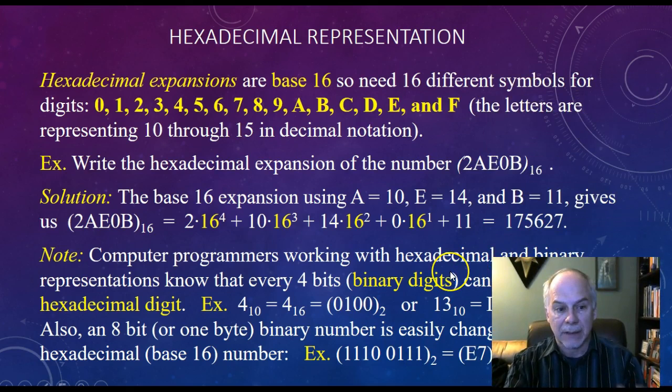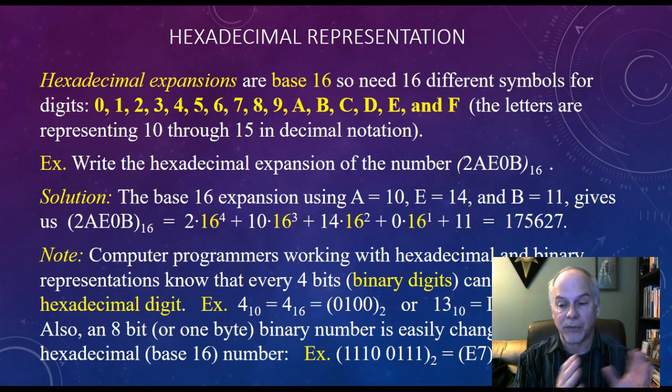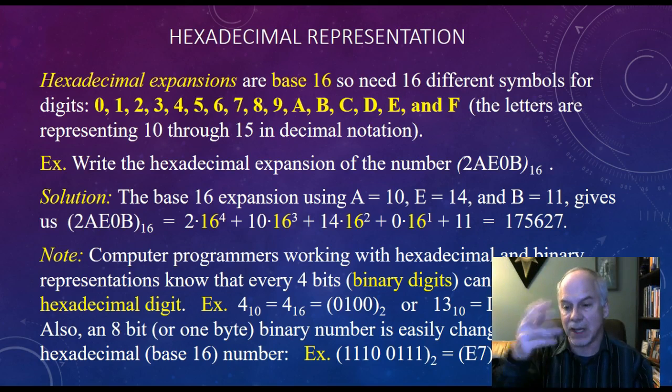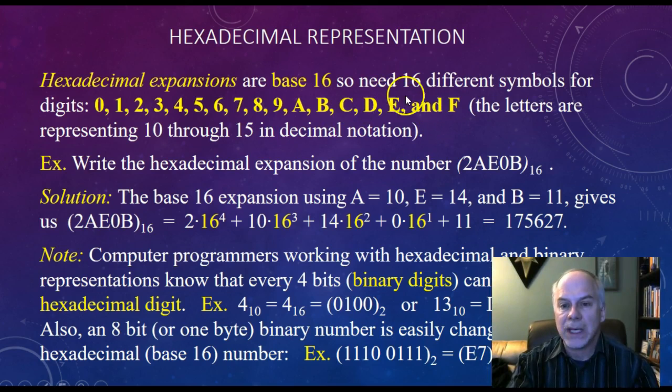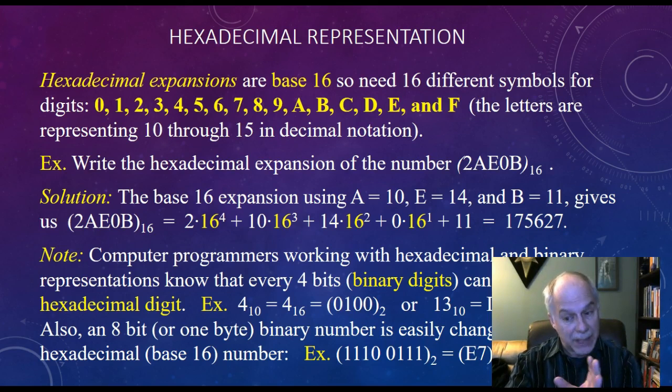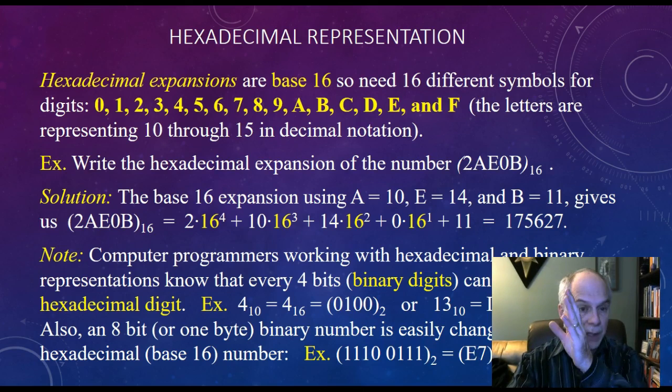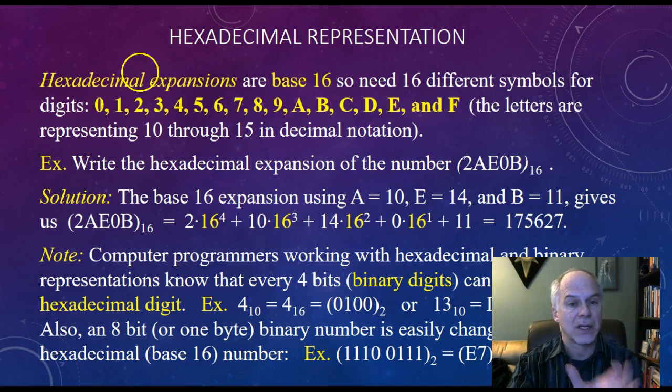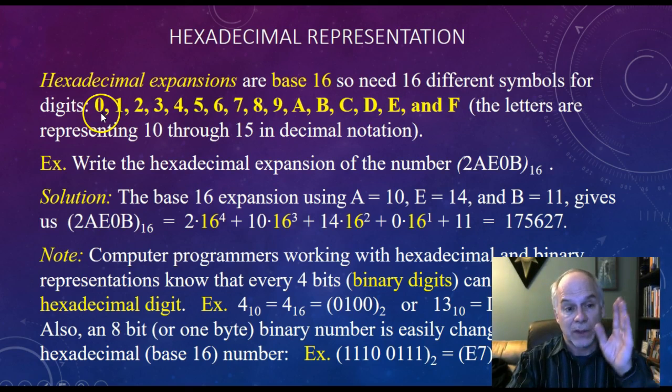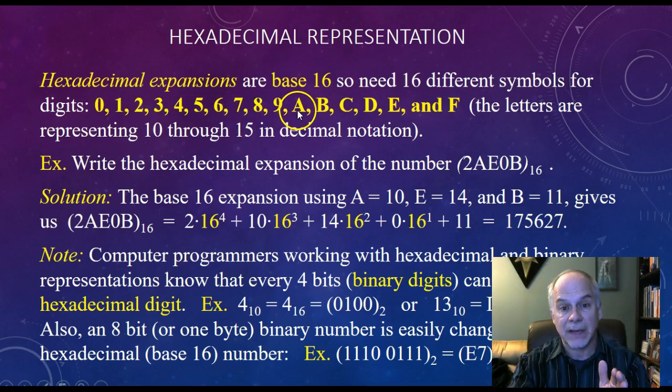Now, I'm going to take a whole page talking about hexadecimal representation. Hexadecimal is important for computer languages and computer technology. Hexadecimal means base 16. Hexa means 6, decimal means 10, so it's 6 plus 10 or 16, base 16. So we need 16 different symbols starting from 0. Because remember, in base 10, you need 10 symbols, 0 and then 1 through 9. So that's a total of 10 digits. But in base 16, we need 16 digits.